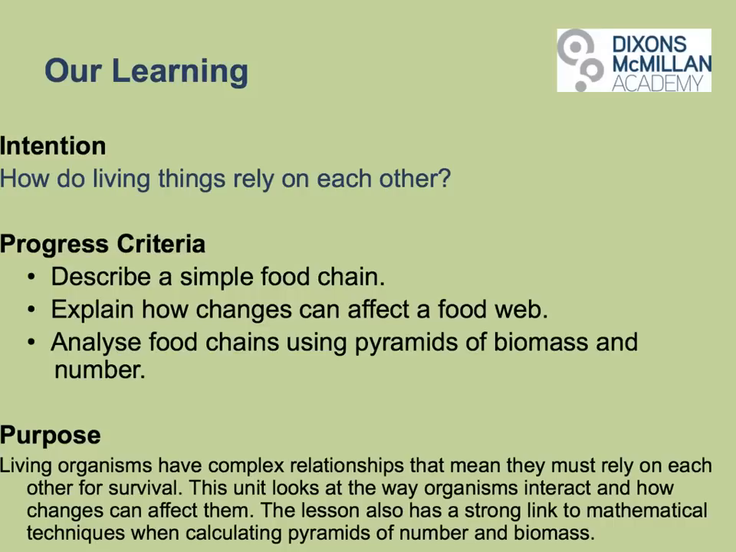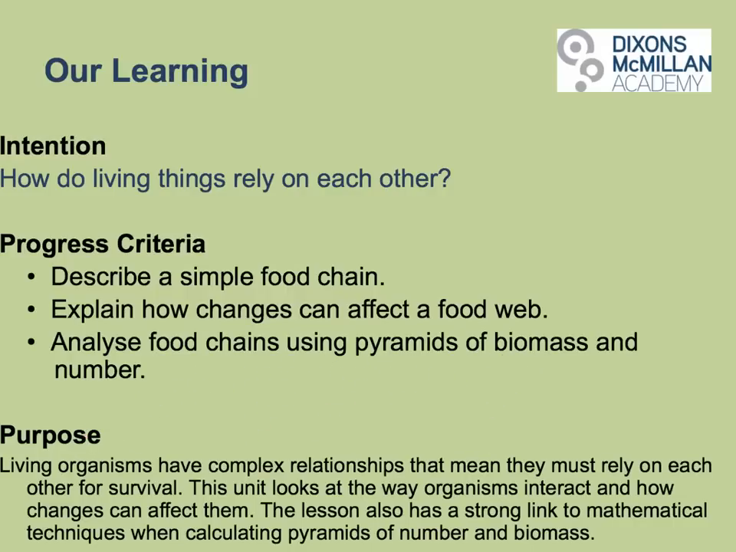So the progress criteria for today's lesson are to describe a simple food chain, and this is something you should have done at primary school. We're just going to quickly refresh our memory with that. You're going to explain how changes can affect a food web, and then you're going to analyse food chains using something called a pyramid of biomass and also a pyramid of number.